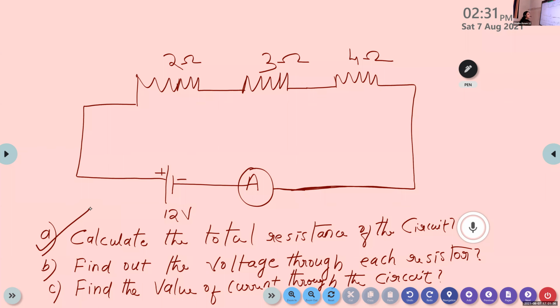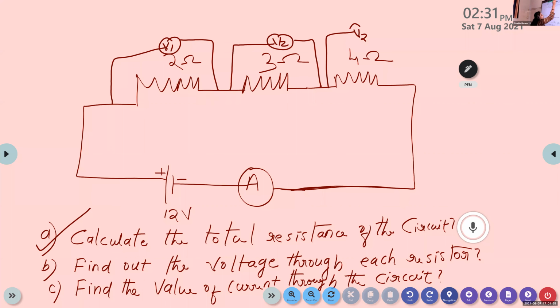Now the second question, find out the voltage through each resistor. We know this is a series combination, so the voltage through each resistor is different. In a series combination, the voltmeter is connected parallel to the resistor. V1, V2, V3 respectively are the voltages through R1, R2 and R3.